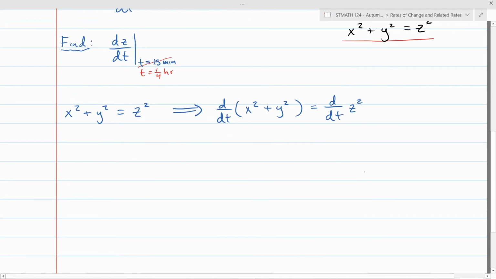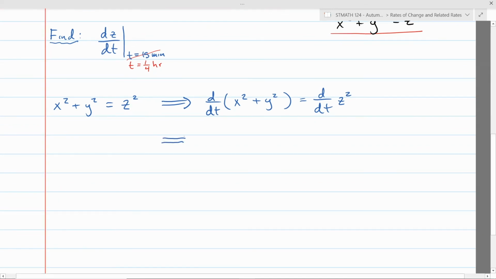Now you have to understand that each of those variables, x, y, and z, are all functions of t because they're all quantities that are changing in time. And so I have to treat them with the respect that a function deserves when you differentiate it. So calculating those derivatives, that first derivative there would be 2x times dx/dt plus 2y times dy/dt because y is a function of t. And then on the right hand side I'll get 2z times dz/dt.